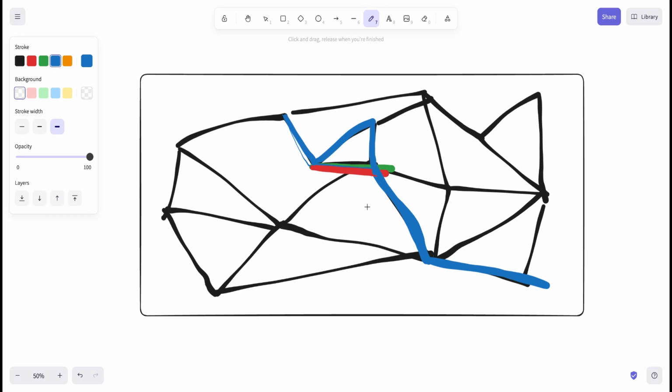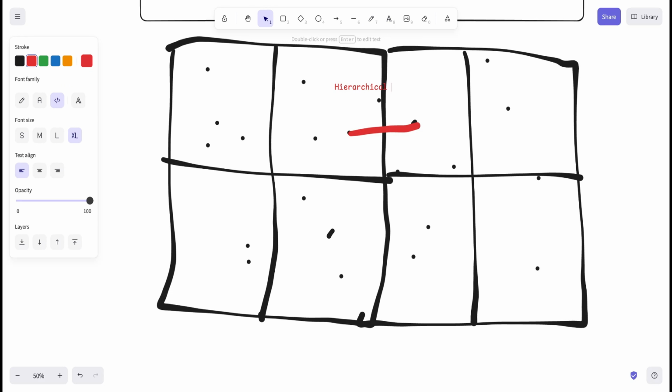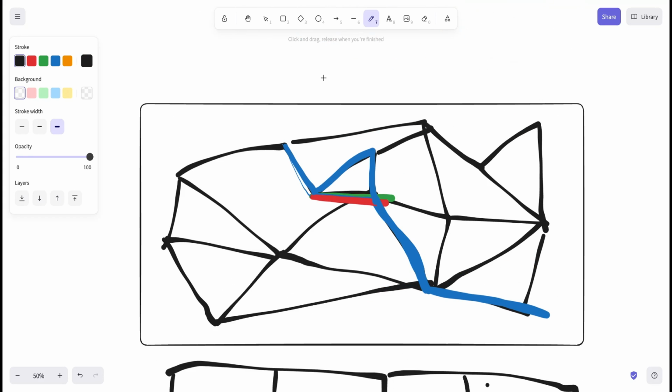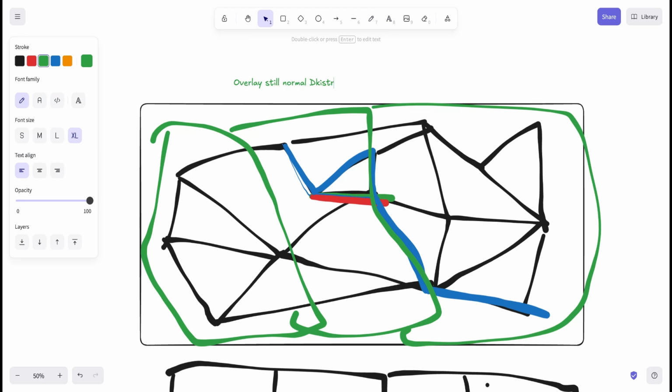With hierarchical graphs, this fails as we have pre-computed all of the costs for each road and area. However, because we are still just doing Dijkstra's algorithm on our overlay graphs, we can just relabel the affected nodes, weights, and costs and then rapidly rerun Dijkstra.